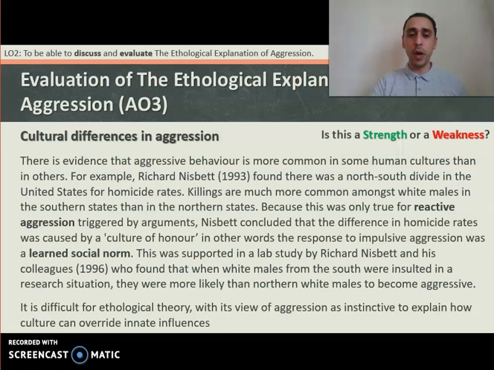Is this a strength or a weakness? Well, this is going to be a weakness because it's contrary to what the ethological explanations of aggression are.